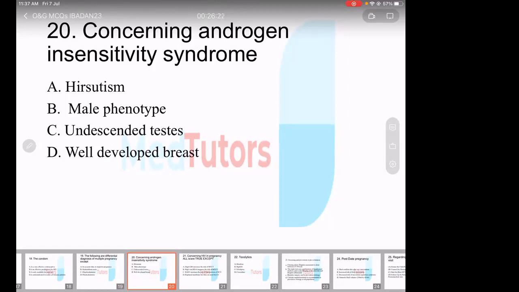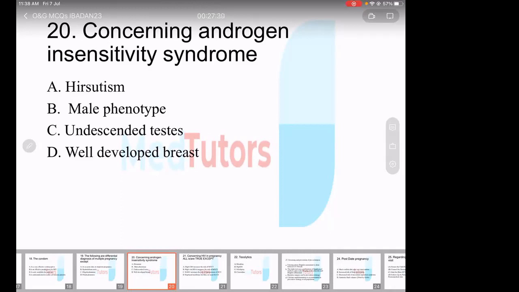So in androgen insensitivity syndrome, these are male children who have the genetic makeup of a male. That is, they have XY chromosomes, but their phenotype is that of a lady. They don't have the external genitalia of a normal male individual. Hirsutism is not part of the presentation of androgen insensitivity syndrome. Of course, I just mentioned they have a female phenotype. That is the physical appearance. The outside appearance is that of a female, but the genotype is that of a male. They have XY chromosomes. C, of course, they will have an undescended testis because all the external genitalia are not well developed.